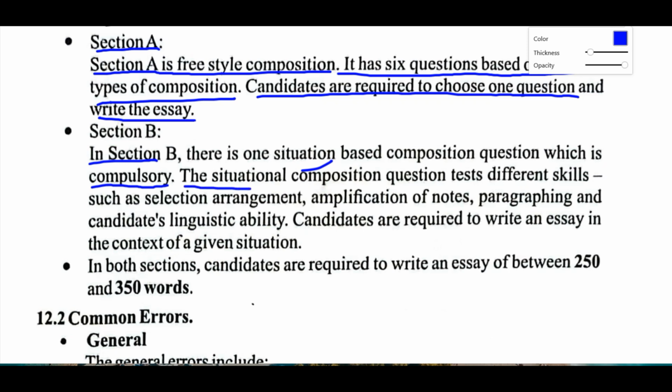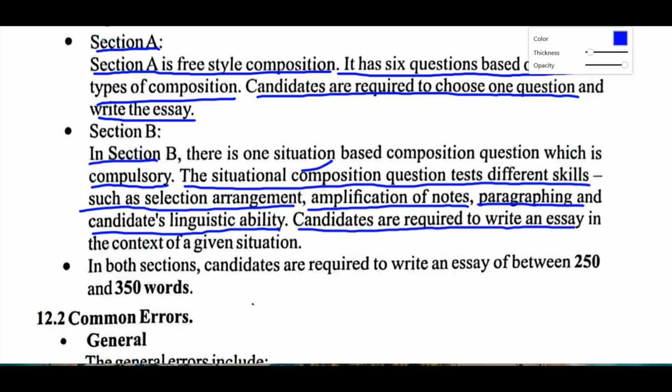Now, the situational composition question tests different skills such as selection, arrangement, amplification of notes, paragraphing, and candidates' linguistic ability. Candidates are required to write an essay in the context of the given situation. In terms of the number of words, in both sections, A and B, you are required to write between 250 to 350 words.